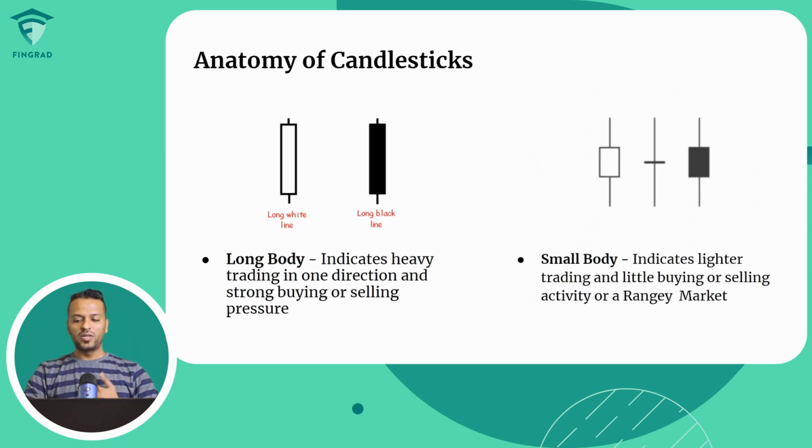And similarly, a small body candle could mean two things. Either the market had low volume and there wasn't much price action, or it could mean there was a lot of volume but there was a strong tussle between buyers and sellers. No one wanted to give way, and it would mean a rangy market, but there was a lot of price action. So these are two different kinds of candlesticks, a long body and a small body.